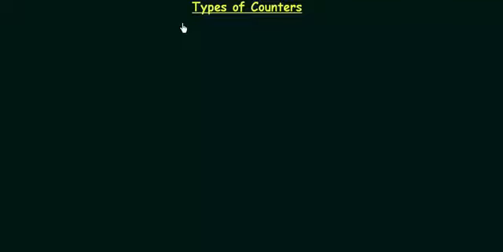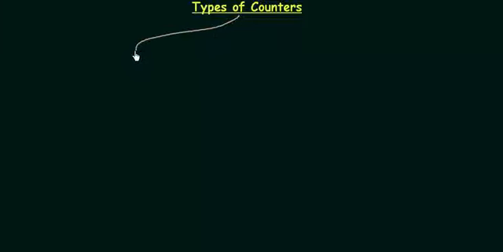We have already completed the introduction of the counters, and we know what a counter is, what it counts. It actually counts the clock pulses. Now in this presentation we will see what are the different types of counters available to us. So first I will categorize these counters into two types.